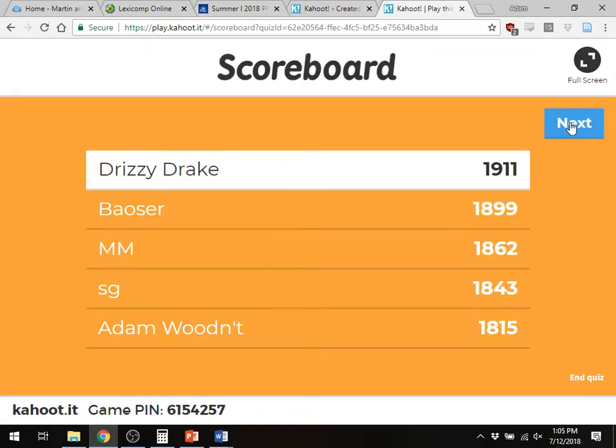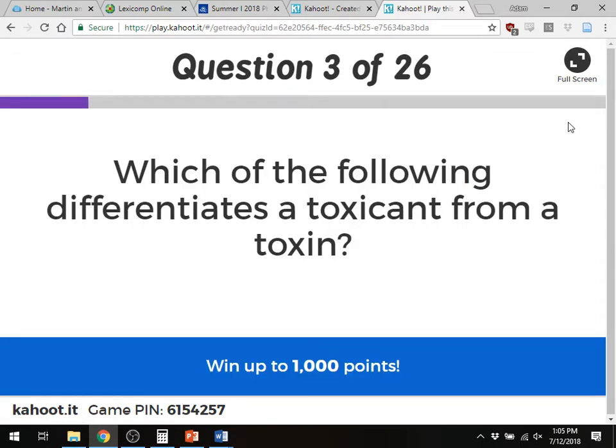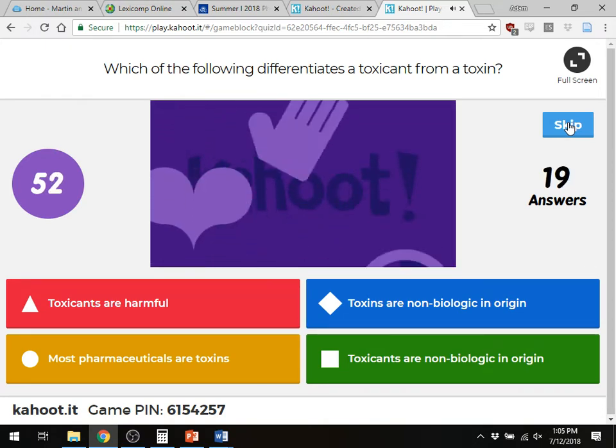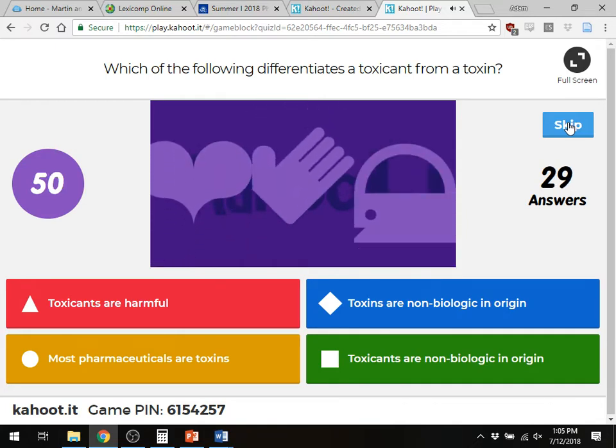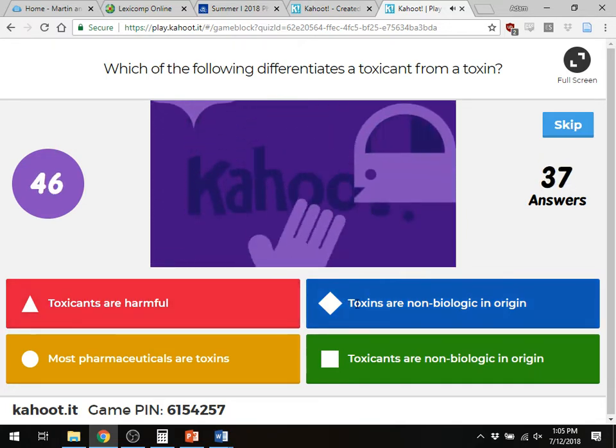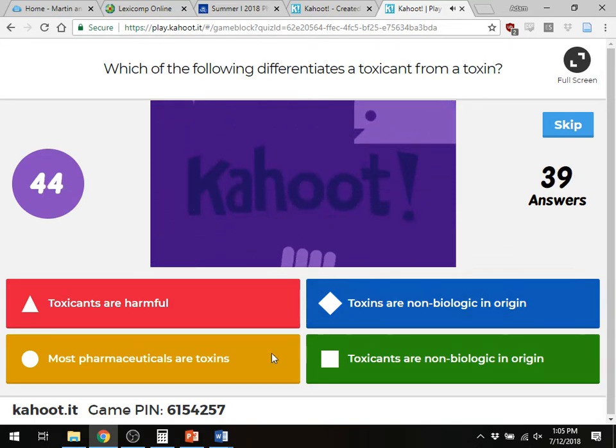Next up. Which of the following differentiates a toxicant from a toxin? So definitions will be a thing on the test. I would know definitions, because this is a kind of a broad class. Broad concepts are good to know. Definitions are good to know. So the first one says toxicants are harmful. Toxins are non-biologic in origin. Most pharmaceuticals are toxins, or toxicants are non-biological in origin.